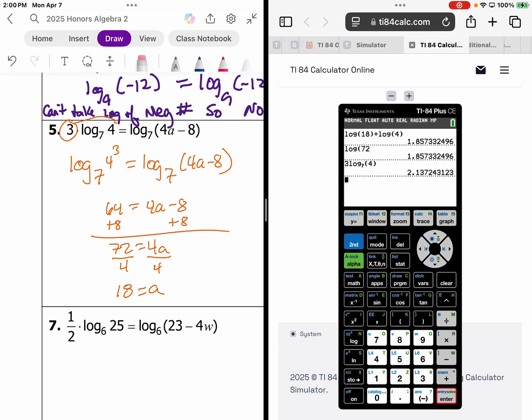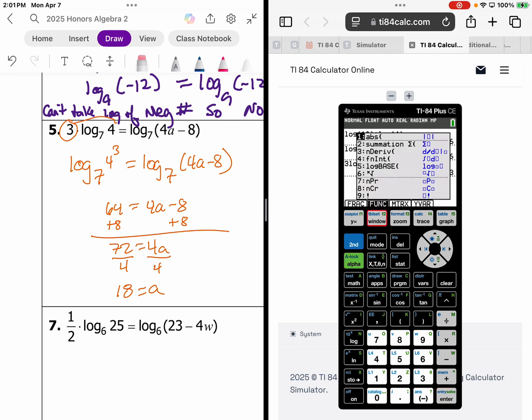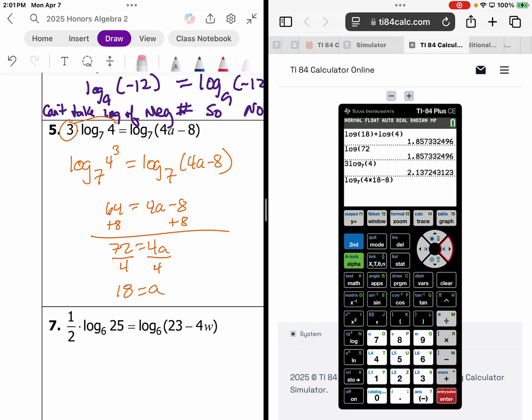I'm going to get that decimal. And on the other side, again, it's alpha window. Option number 5 gives you log base. And then I'm going to put in base 7, get into parentheses, and I'm going to tell it to do 4 times 18, subtract 8. I'm being super lazy after having these 4 days off. I'm going to let it do all the work for me. Hit enter. Are those the same decimals?